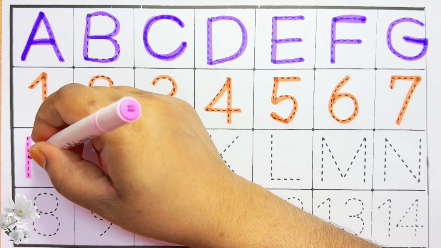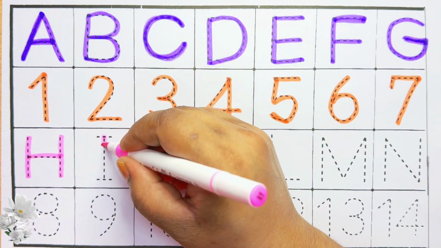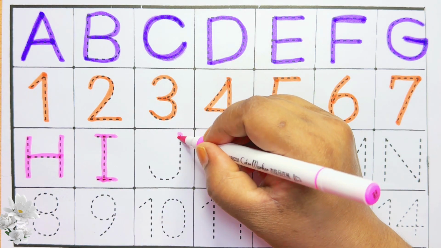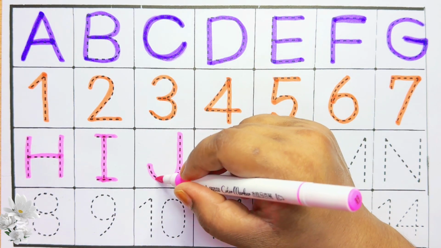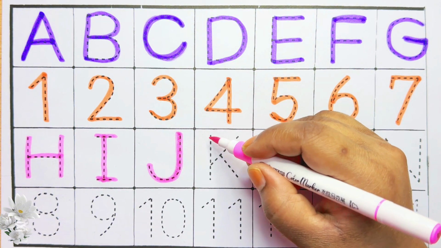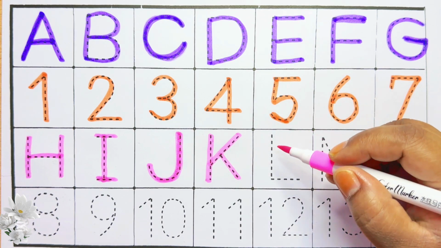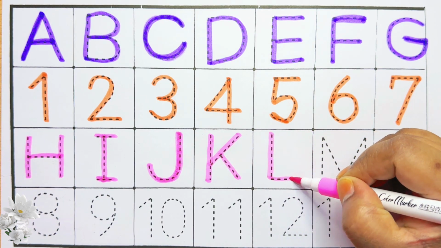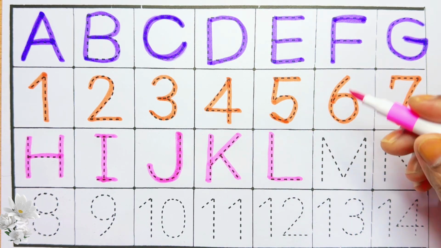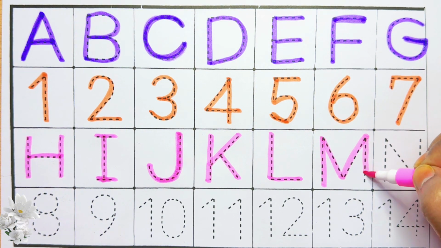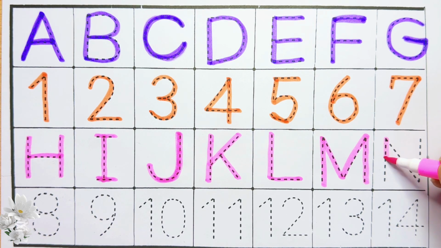H for hospital. I for igloo. J for jam. K for kite. L for lychee. M for mango. N for newspaper.